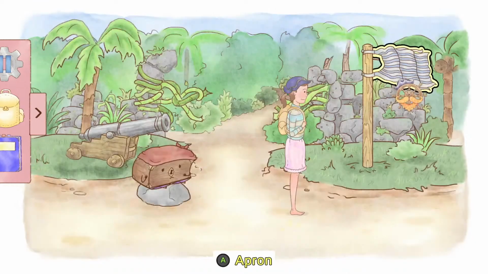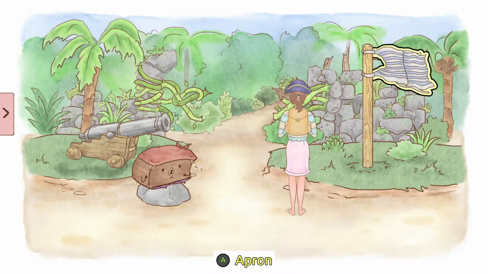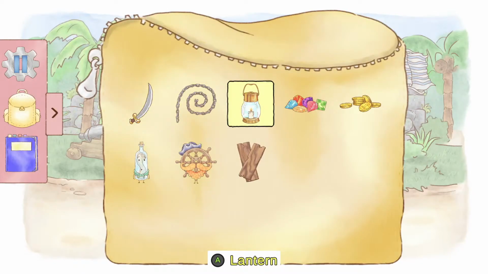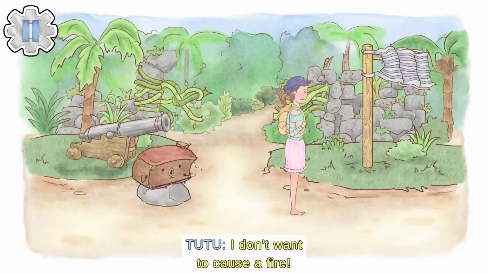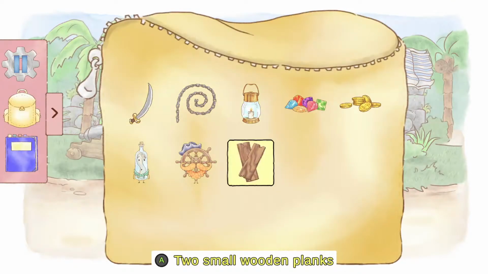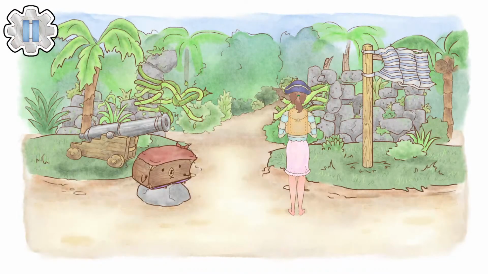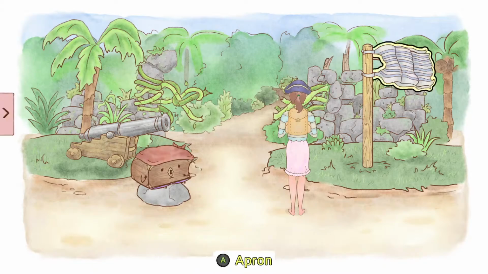That won't help me reach the apron. Lantern. I don't want to cause a fire. Jewel. That won't help me.